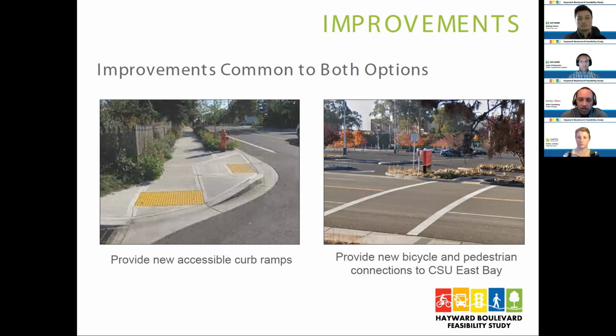And then the image on the right is improving the bicycle and pedestrian connections to the university. There are a few different strategies for how we would do that, including additional crossings and additional bicycle and pedestrian facilities that directly connect to the university from Hayward Boulevard. Next slide.